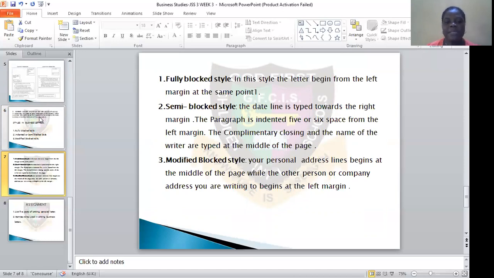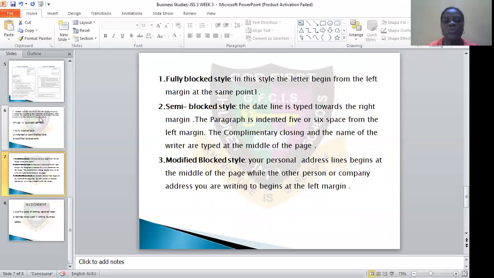You start writing from the left margin of the paper, and for every other sentence, on the other line, you start writing from the same point. So when you're looking at your write-up, you can see that it is fully blocked, just like the example on the slide I'm showing you now. The slide is fully blocked because all the lines start at the same point.